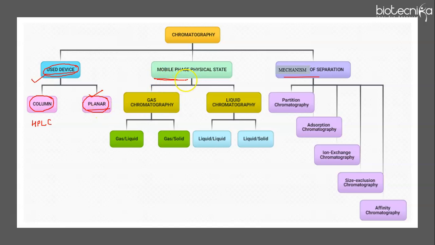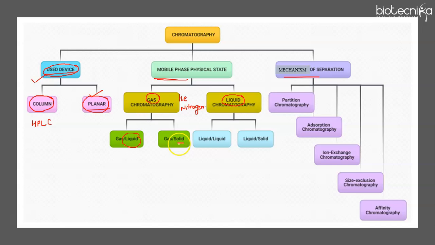Then, on the basis of the mobile phase, chromatography can be gas or liquid chromatography. In gas chromatography, the mobile phase is an inert gas like helium or nitrogen, while the stationary phase is a thin layer of a non-volatile liquid or a polymer.